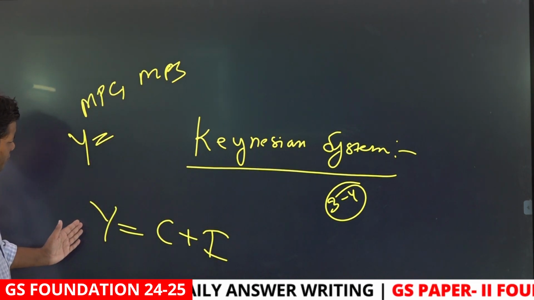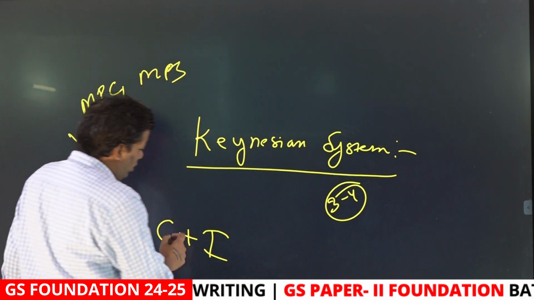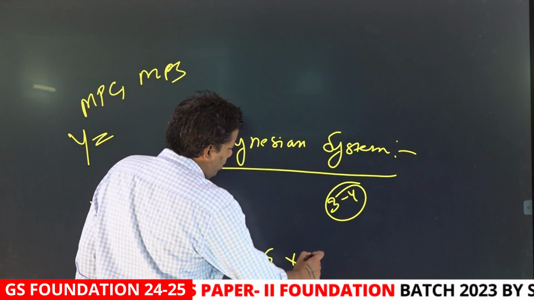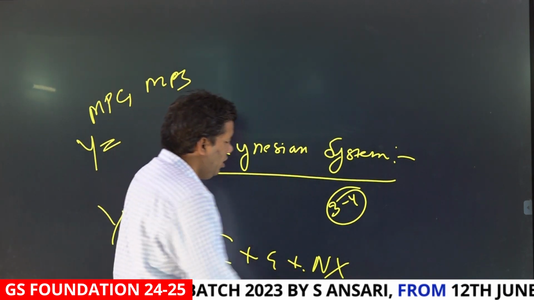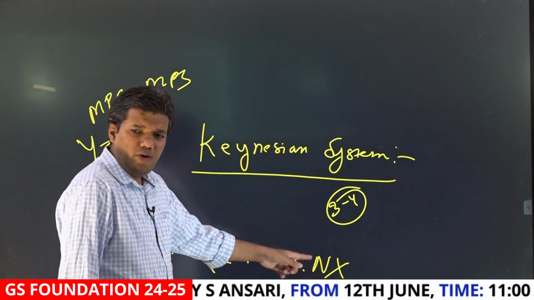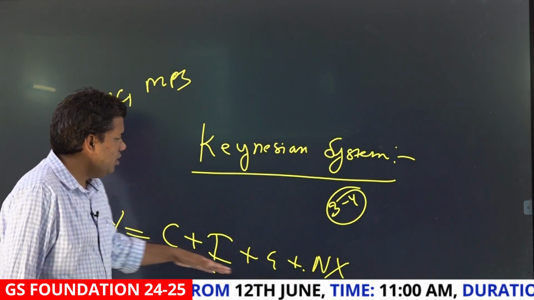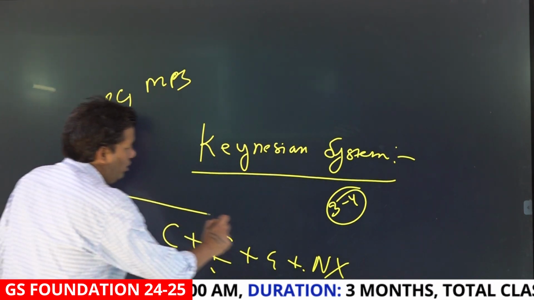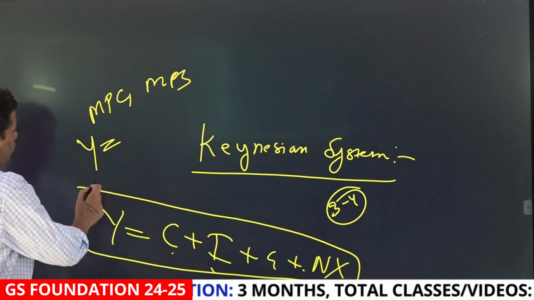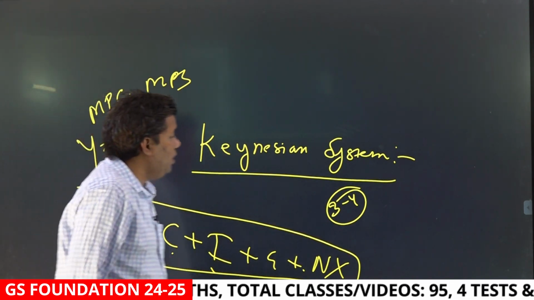Your aggregate demand is equal to consumption plus investment plus government spending plus NX. This is consumption, investment, government spending. If it is a closed economy, there will be no NX. Otherwise, it will be C plus I plus G plus NX. So this is the equation you have to know. Okay, so please write it down.